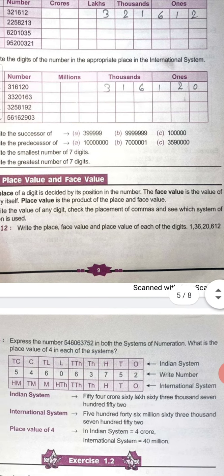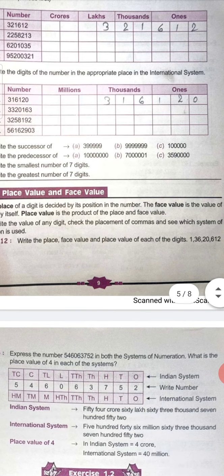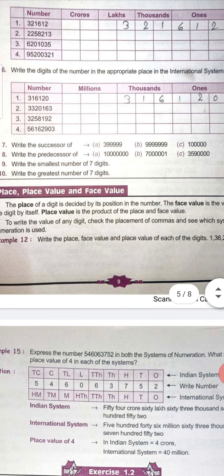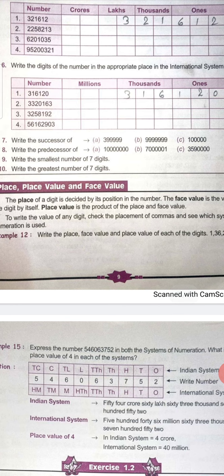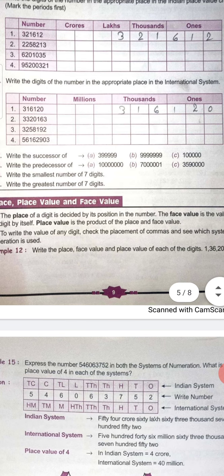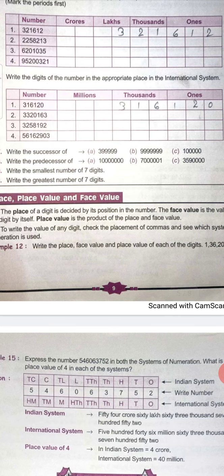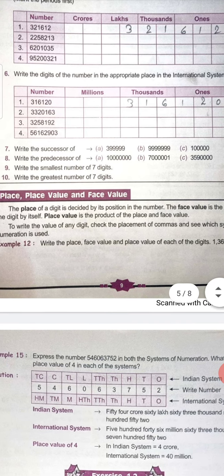The face value is the value of the digit by itself. Face value of any number is also itself. Like, suppose we take a number 2689, then face value of 9 is 9, face value of 8 is 8, face value of 6 is also 6, and face value of 2 is also 2.